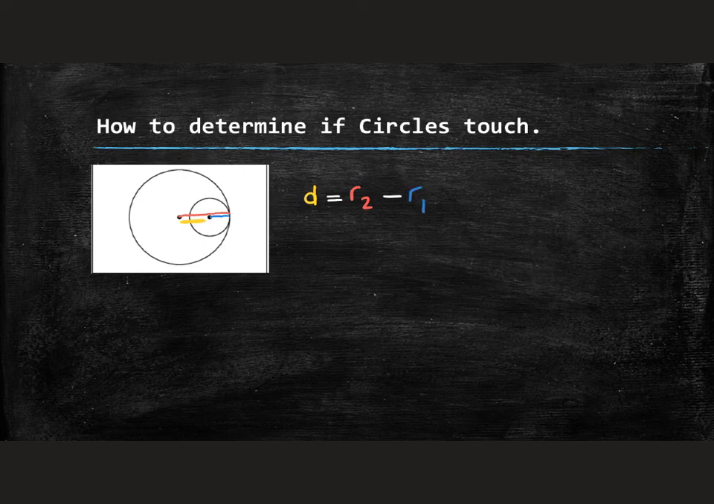And when you get the scenario that the distance is equal to the difference between them, what we know is that they touch internally at one point. And that point's on the edge of the circle. When the difference in radiuses is equal to the distance, they touch once inside.